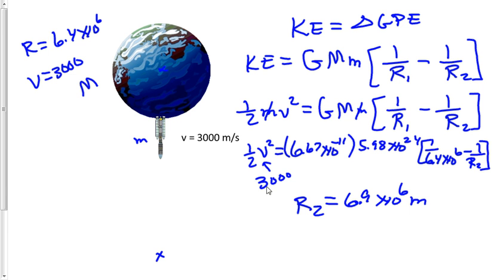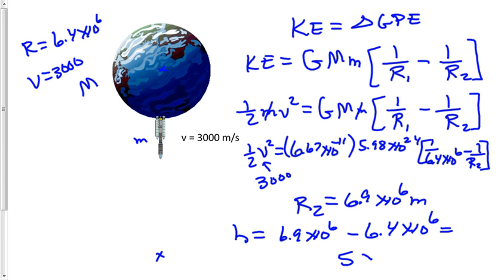Now that's the distance from the center of the Earth out there. If we want to find the height above the surface, then I will just take 6.9 times 10 to the 6 meters minus 6.4 times 10 to the 6 meters, which is the radius of the Earth. And that'll equal 5 times 10 to the 5th meters, or 500 kilometers above the surface of the Earth.